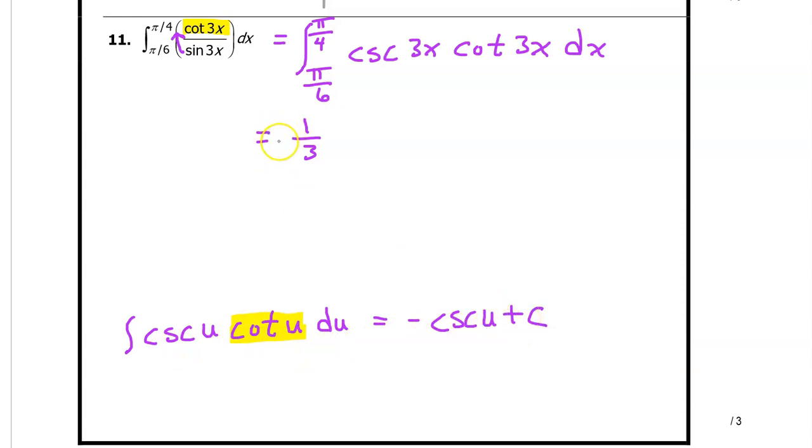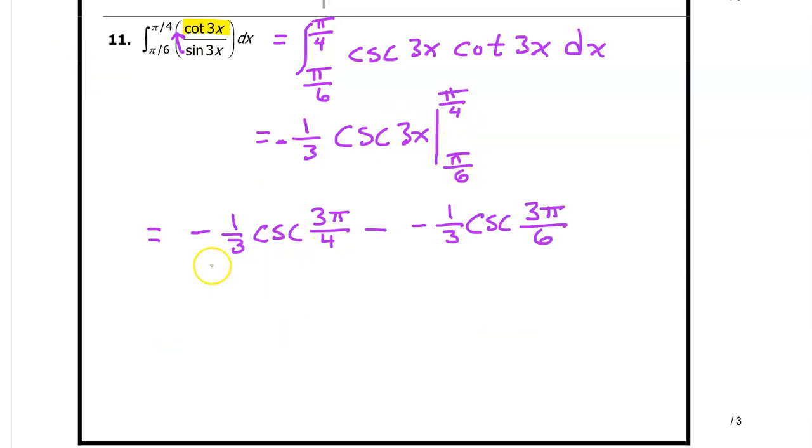So I'm going to put the negative in front of the 1/3. So then I will have the cosecant u, but I'm just going to put 3x because that's our u. So cosecant of u, and instead of putting plus c, I will apply the limits of integration from pi over 6 to pi over 4. This means we need to find the value at pi over 4 minus the value at pi over 6. So here is the value at pi over 4 minus the value at pi over 6.